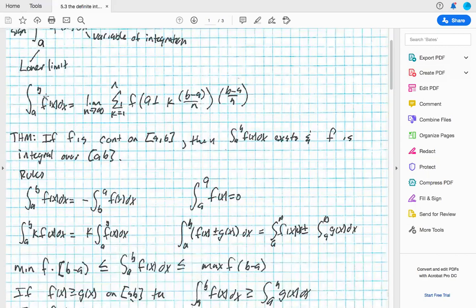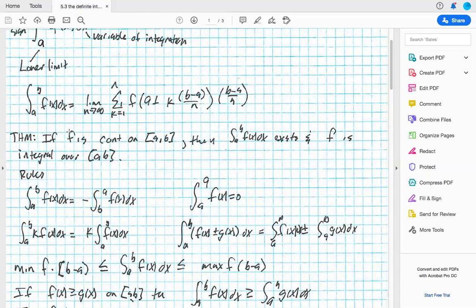Now, in 5.3, we're defining this integral to be the limit as n goes to infinity of the Riemann sum. This right here, f of a plus k times b minus a over n, is the height of an approximating rectangle. This is the width of an approximating rectangle. We're doing n rectangles, but then we're taking the limit as n goes to infinity. So we have an infinite amount of rectangles underneath the function right here. So we're getting the true area when we do this.